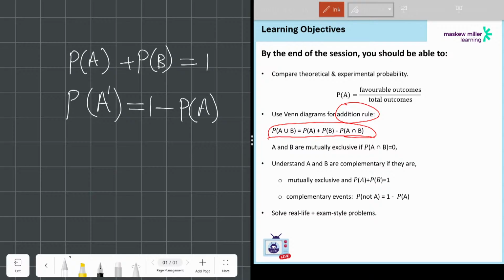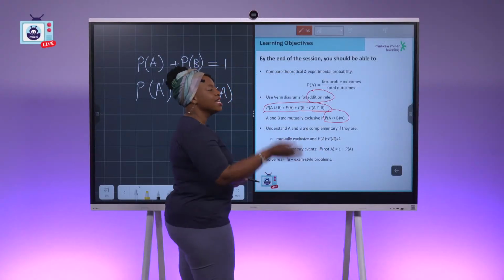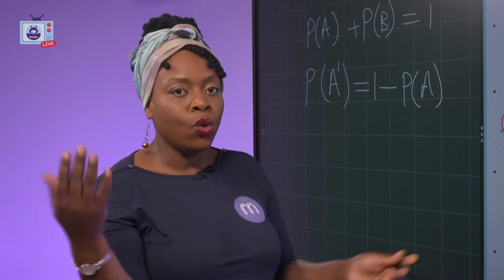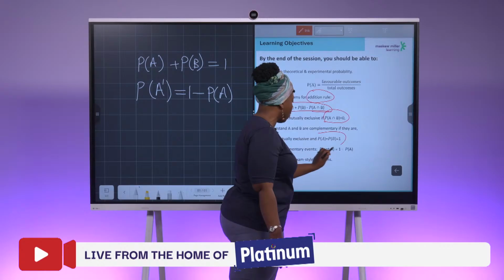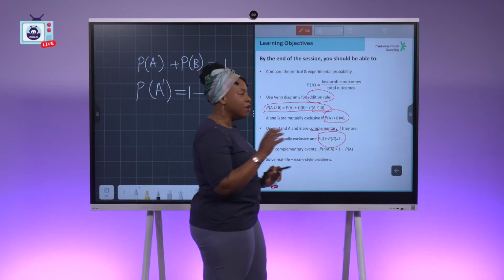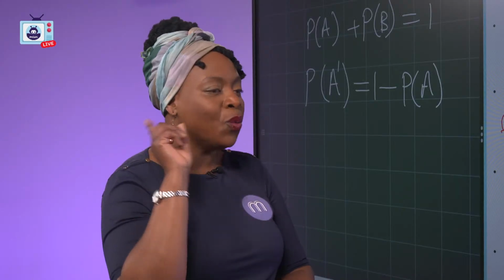Again, when you talk about mutually exclusive, just always remember that there is no intersection, meaning that the probability of A intersection B, which is A and B, is always equal to 0. So this is what you just formulate when you talk about it. Every time you hear complementary, remember that the probabilities must add up to 1.